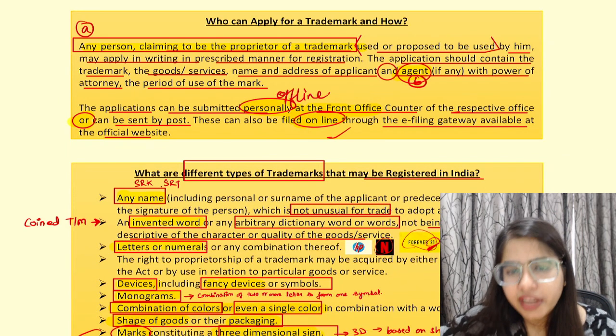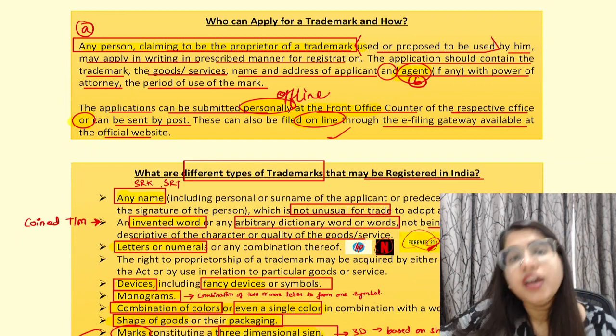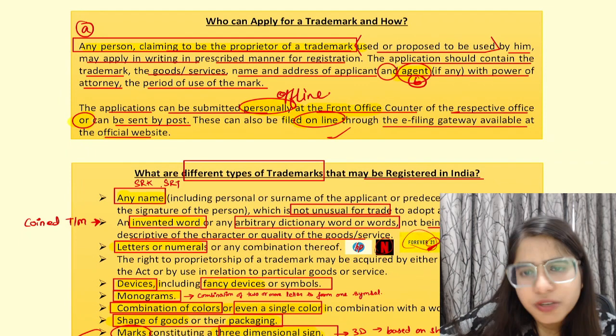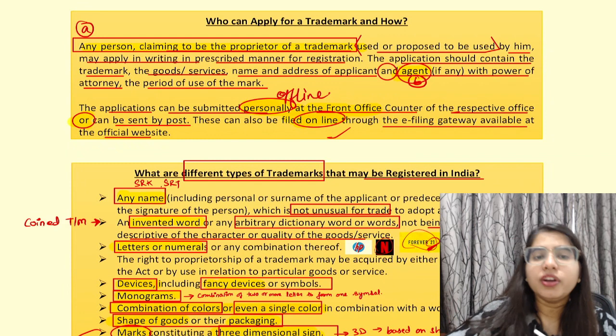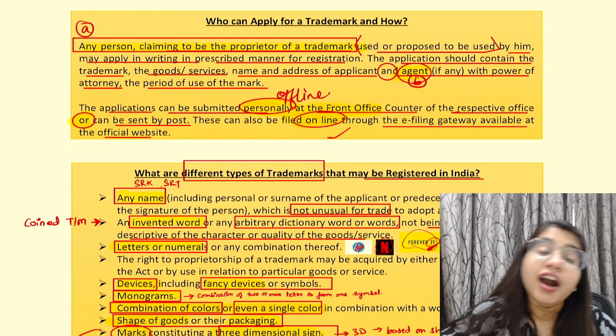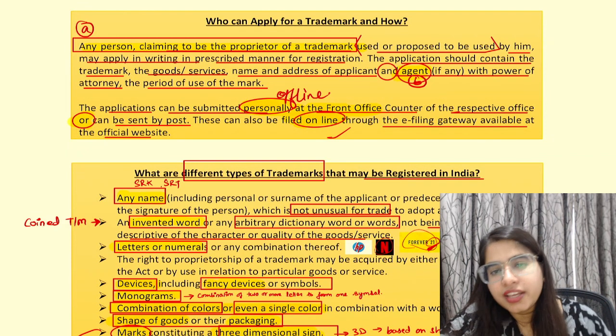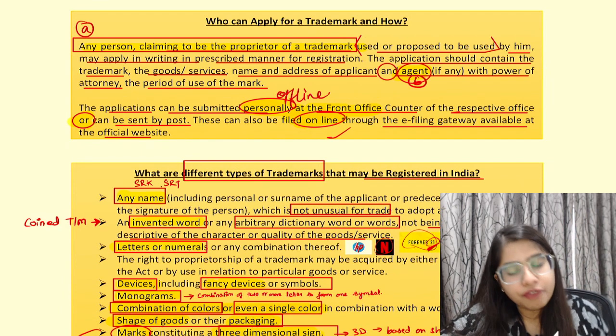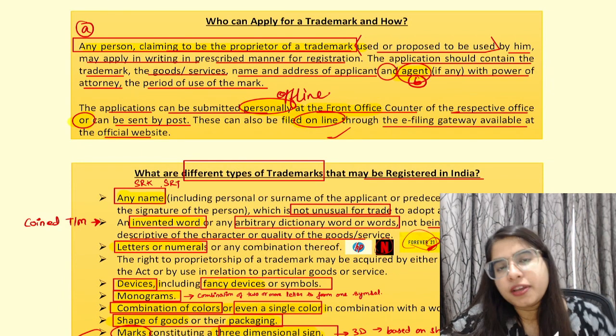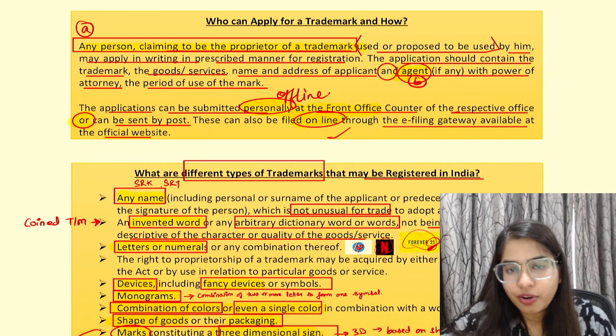Nowadays everything is online. Trademark registration is done online. But the offline option is also there if you want to submit. But even if you submit an offline application, ultimately the processing is done online only. They feed the data of that offline application in online, and the rest of the process is done online only.